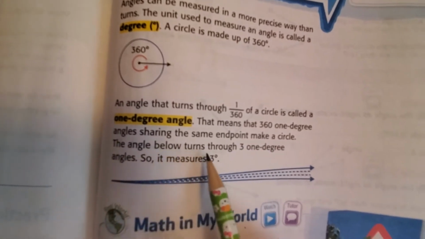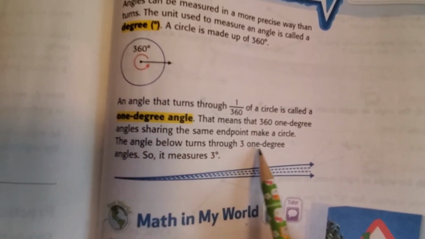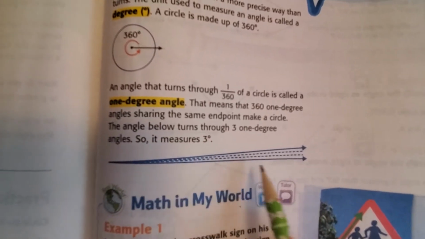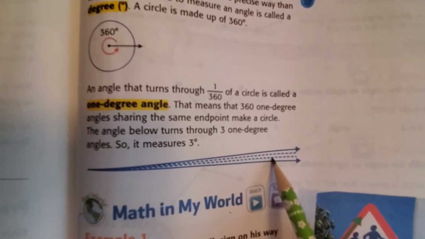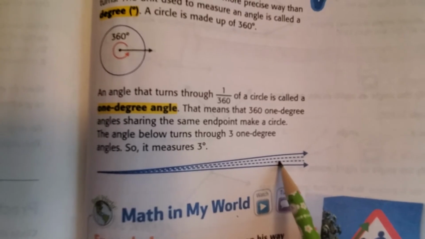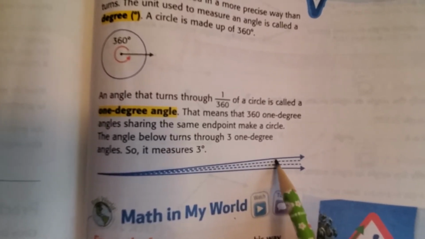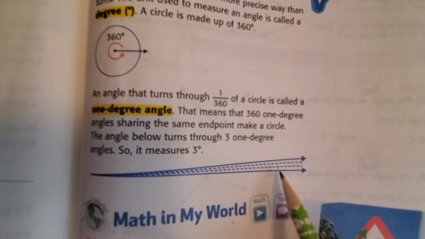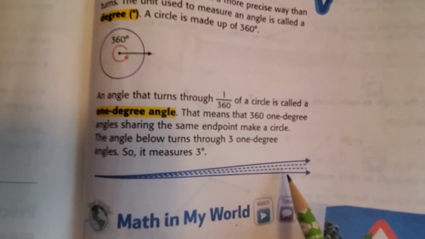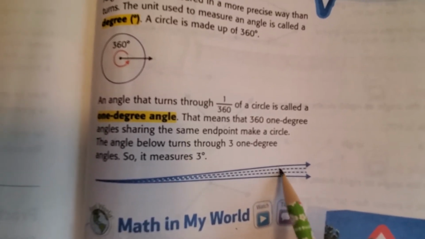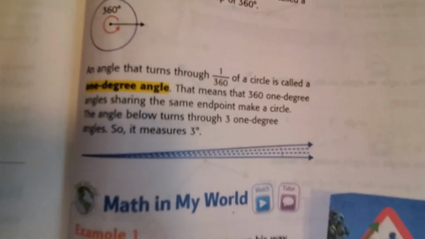The angle below turns through 3 1-degree angles, so it measures 3 degrees. So just imagine, this is my first angle. From here to here, that's 1 degree. And then this is another 1-degree angle, and this is another 1-degree angle. So there are 3 1-degree angles. And then if you go from this first ray to the second ray, it's a total of 3 degrees.